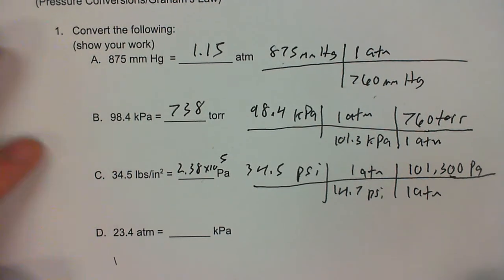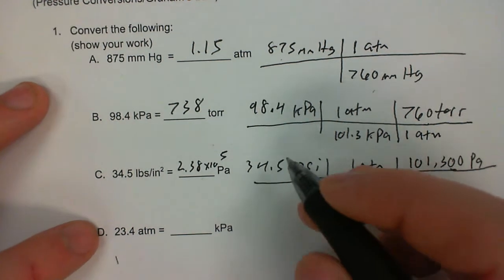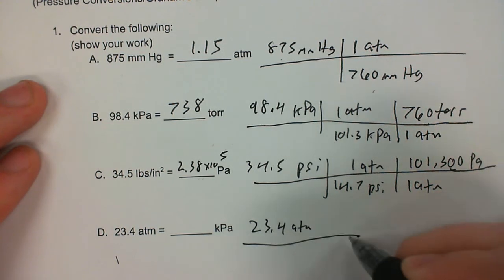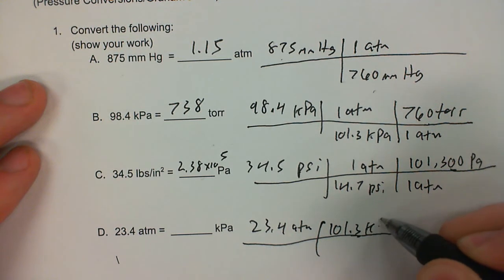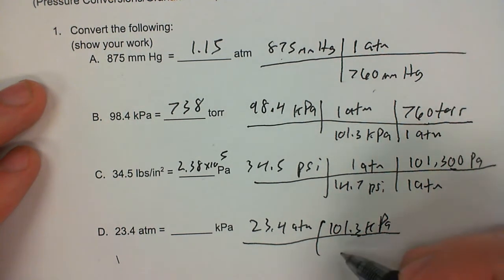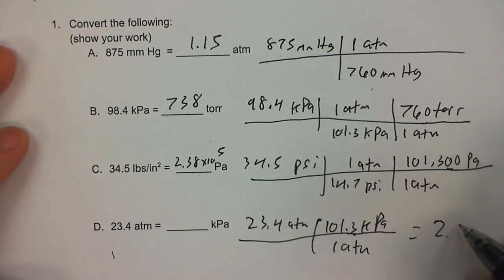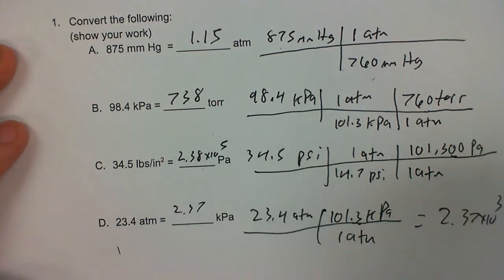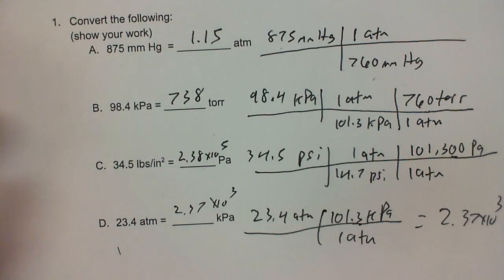So the next one, 23.4 atmospheres is how many kilopascals? This one's actually pretty straightforward. All I do is put 23.4 atmospheres, go to kilopascals by multiplying by 101.3 kilopascals is the same as 1 atmosphere. Multiply that out, and I get 2.37 times 10 to the 3rd kilopascals. Just like that. Excellent.